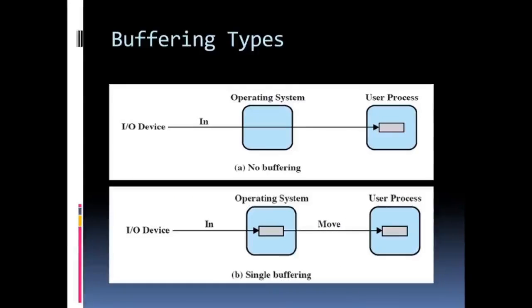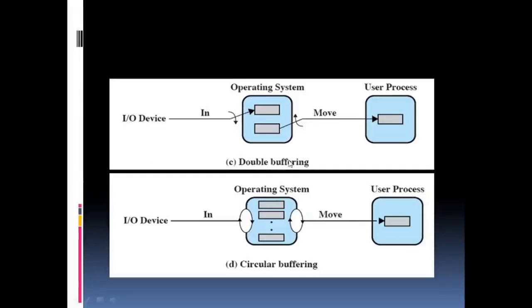Buffering types. There are four buffering types for IO devices. First one is no buffering. As we had seen earlier, it has the drawback that the user has to wait until the user buffer has been filled, and then it is displayed to the corresponding user process. Second is having a single buffer, which will allow the IO device to store data in the kernel space, and that will be copied into the user's process space. Third one is double buffering.